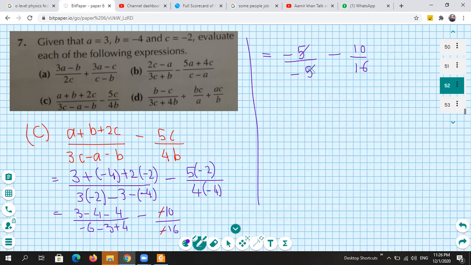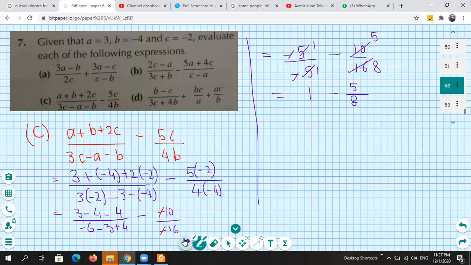So minus 5 over minus 5, negative, negative cancel. So finally, we get 1 minus, you can cancel these out. 2 5s are 10 and 2 8s are 16. So minus 1 minus 5 by 8.